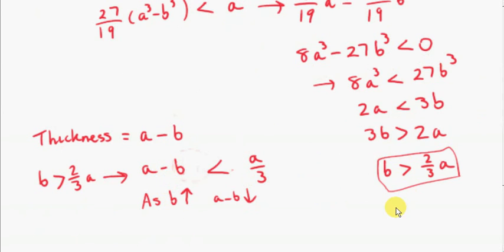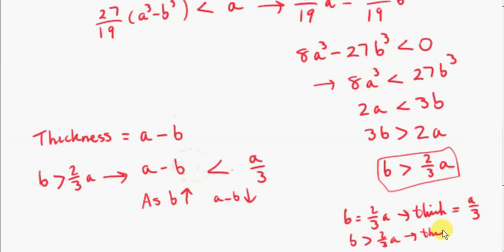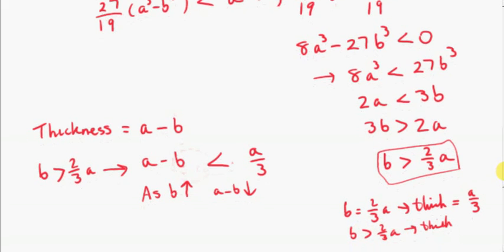So again, if b is equal to 2/3 a, the thickness is going to equal a over 3. But we know that b has to be greater than 2/3 a. So when we increase b, the radius of the inner part, the thickness is going to go down. It's going to be less than a over 3.